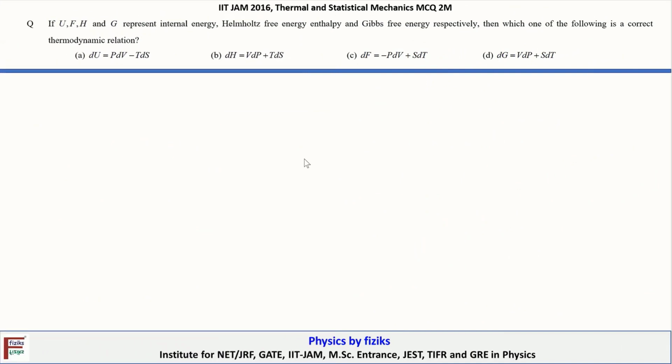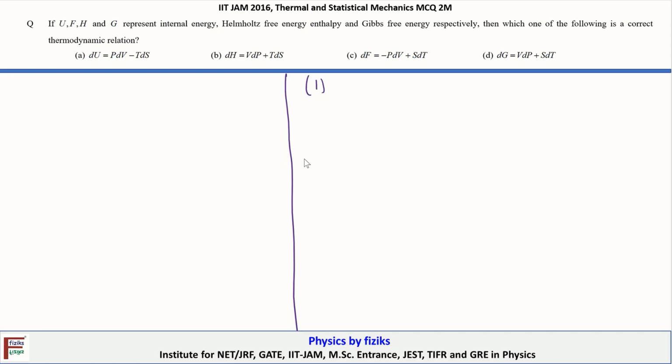If U, F, H and G represent the internal energy, Helmholtz free energy, enthalpy and Gibbs free energy respectively, then which one of the following is a correct thermodynamic relation? Whenever you encounter such a question, you only have to remember 4 expressions, and just by remembering those you can not only recall all the thermodynamic potential relations, but also easily reproduce the Maxwell relations. So I will explain them one by one quickly.